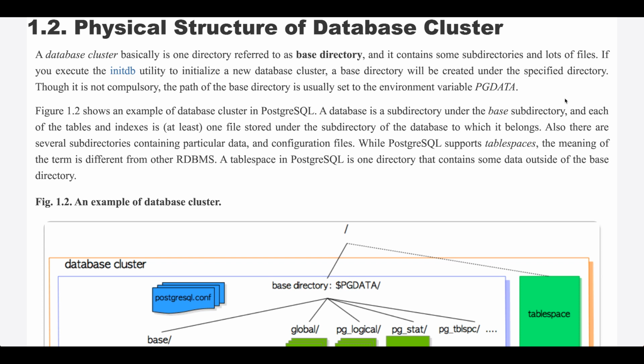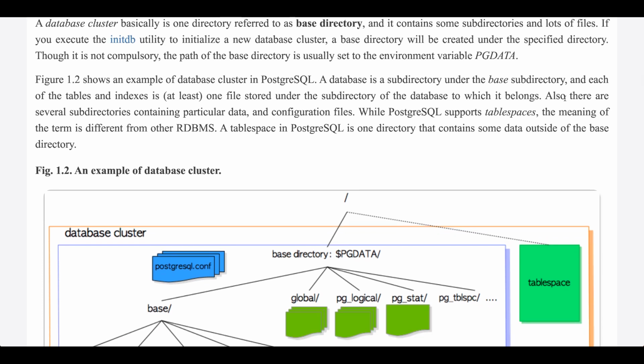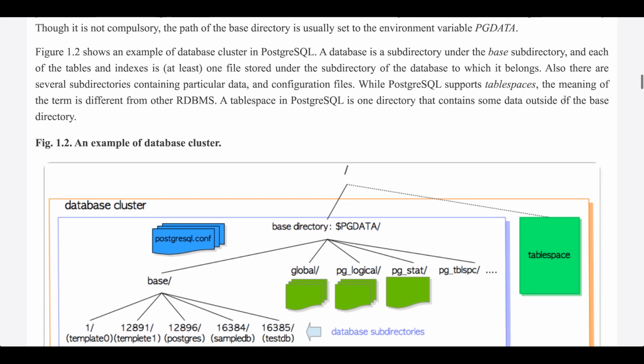Figure 1.2 shows an example of a database cluster in Postgres. A database is a subdirectory under the base subdirectory, and each of the tables and indexes is at least one file stored under the subdirectory of the database to which it belongs. There are also several subdirectories containing particular data and configuration files.